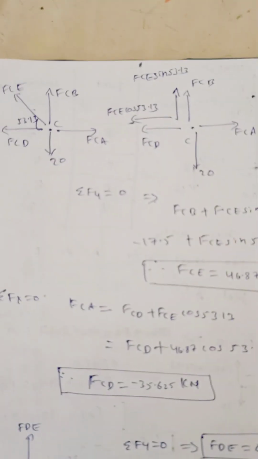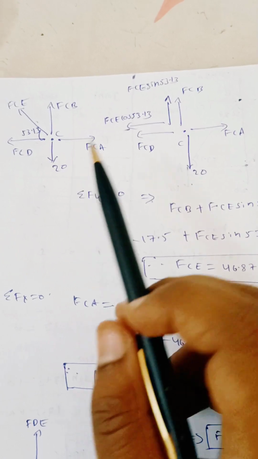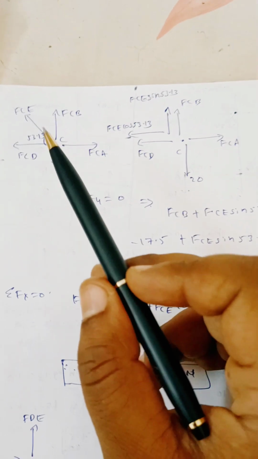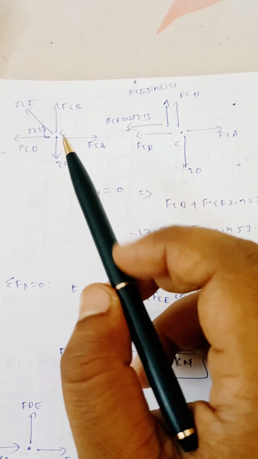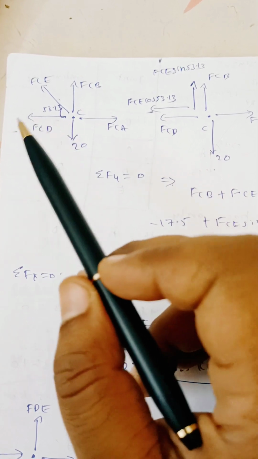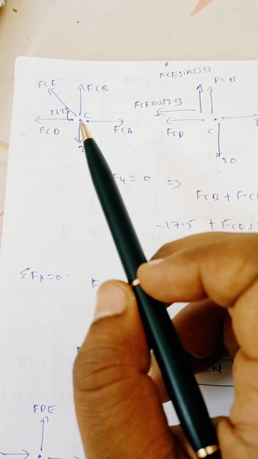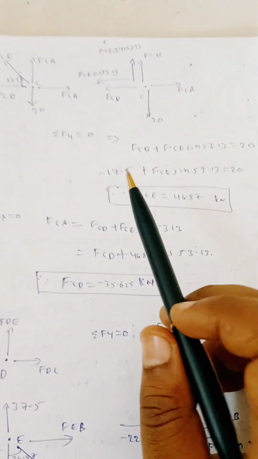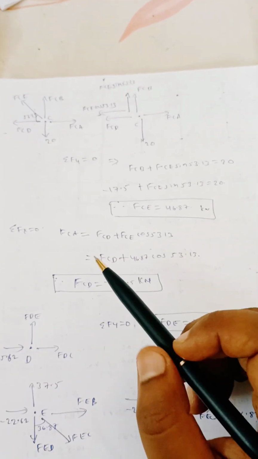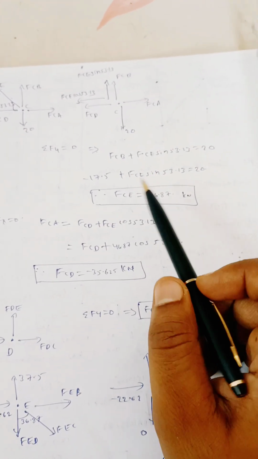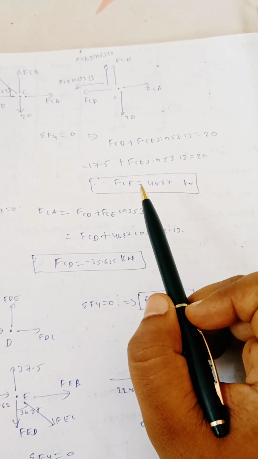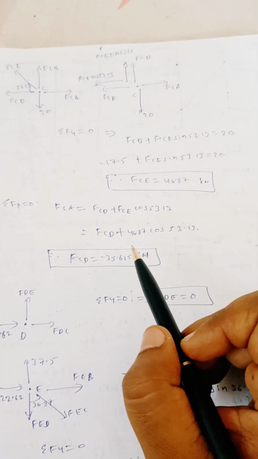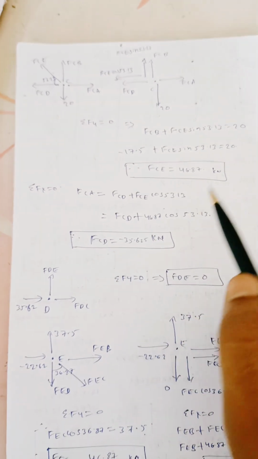So at C, there are these forces: you have FCB, FCA and 20, FCD and FCE. Whenever there is an inclined force, you have to resolve it into components, horizontal and vertical. So here the horizontal component will be FCE cos 53.13, vertical component will be FCE sin 53.13. So you will apply sigma Fy equal to 0 and sigma Fx equal to 0. If you apply sigma Fy equal to 0, you will get FCE as 46.87. If you apply sigma Fx equal to 0, you will get FCD as minus 35.625.